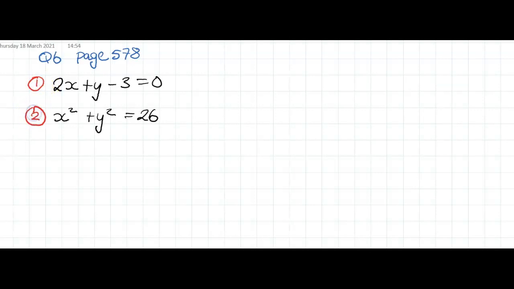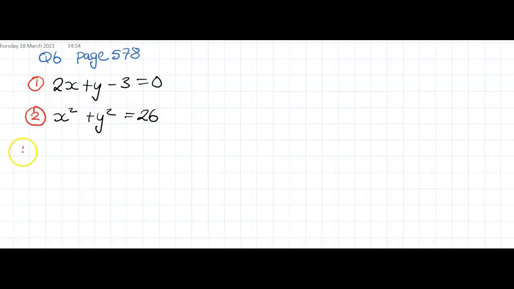Okay, so the question tells us L is the line 2x plus y minus 3 is equal to 0. And S is the circle, x squared plus y squared is equal to 26. Find the points of intersection of L and S. So we're finding the points of intersection. The first thing we need to do is label these equations 1 and 2. That's the first thing I've done, I've just labeled my line and my circle.